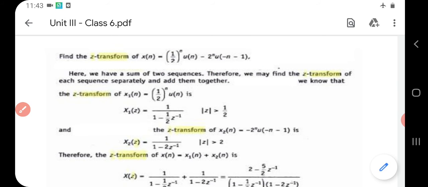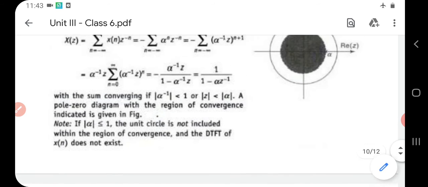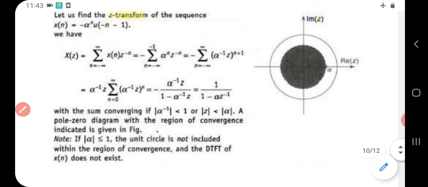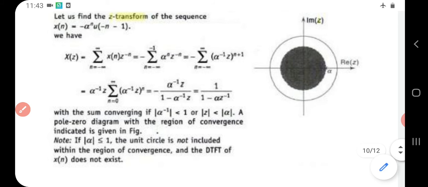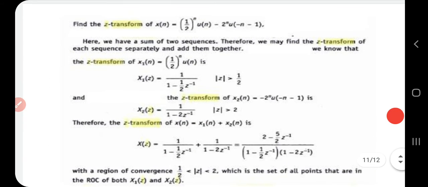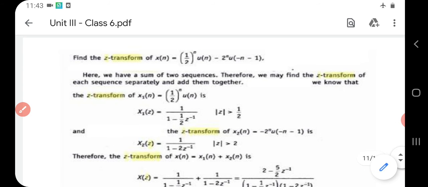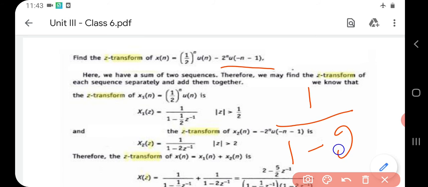2 raised to n u of minus n minus 1. This is of this particular form, right? In place of a you have got 2. So what is the answer? The answer is 1 by 1 minus a z raised to minus 1, so here, with a equal to 2, it will be 1 by 1 minus 2 z raised to minus 1. See this one. Okay, now what about this one?